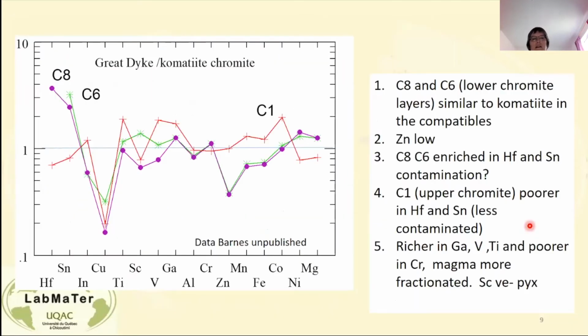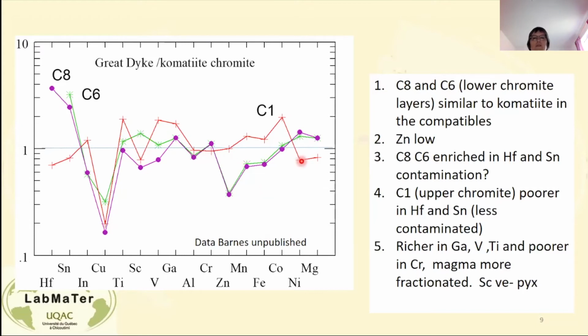Now looking at our intrusions. At the Great Dyke, I have samples from the C6 and C8. Those are in the lower part of the intrusion. And what you see here is that they are enriched in hafnium and tin, possibly indicating crustal contamination. Apart from that, the lower chromites, the green and purple line, are similar to Komatiites, although the zinc seems a bit low.